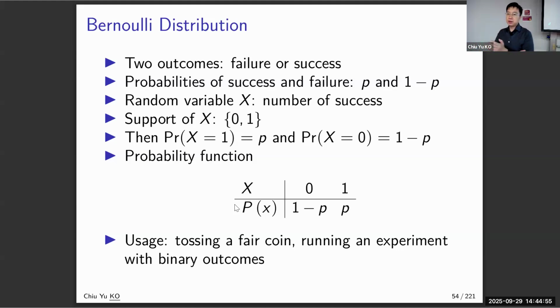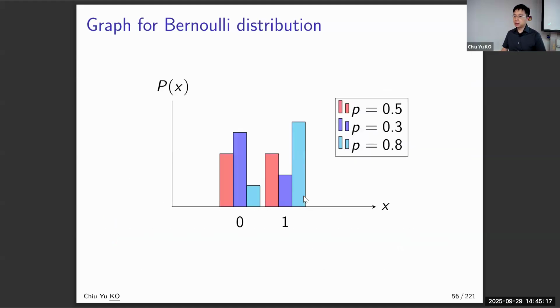Failure has probability 1 minus P, success has P. And because there are only two outcomes and we do it just once, the number of successes is 0 or 1. This is the X. The probability mass function is simply represented by this table. Of course, you can draw a chart and plot it. It's not a problem for you, I guess. And you have seen this chart already.